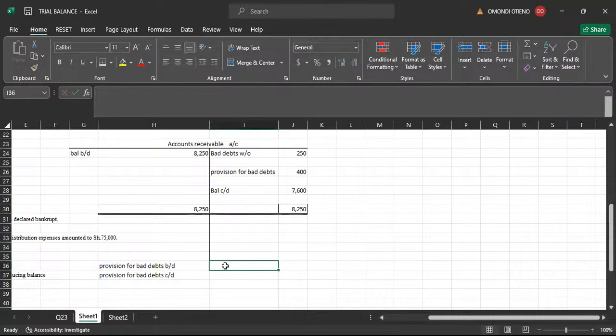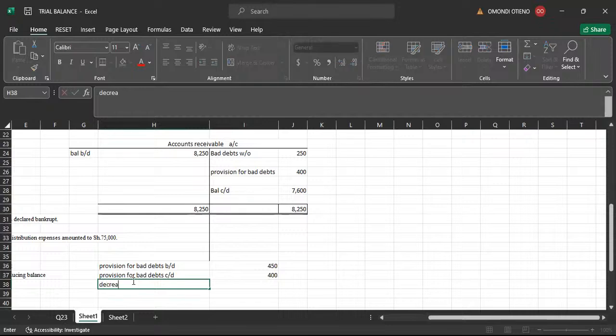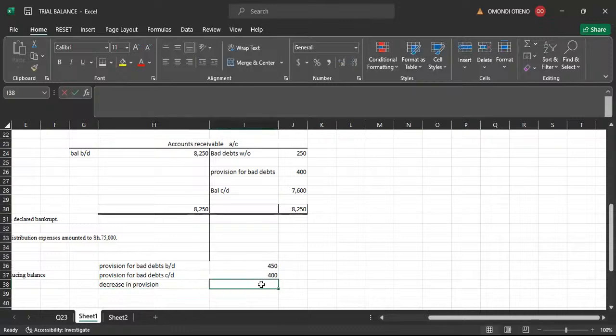So at the beginning, they provided 450. At the end, we are having 400. So what has happened? That is a decrease in provision. Decrease in provision is now giving us what they provided. They anticipated that they were going to have 450 as bad debts. But then at the end of the year, they now realize that it is 400. So that is now a decrease in provision.